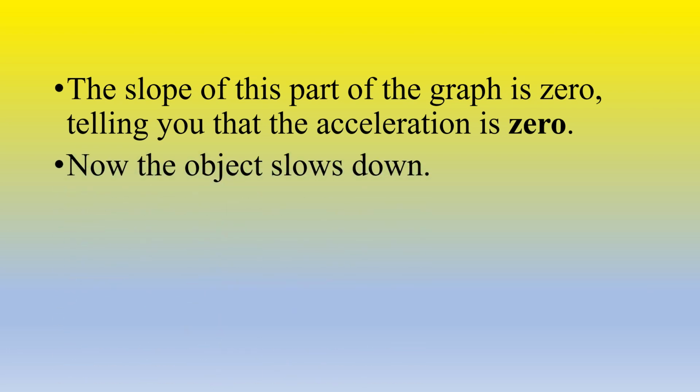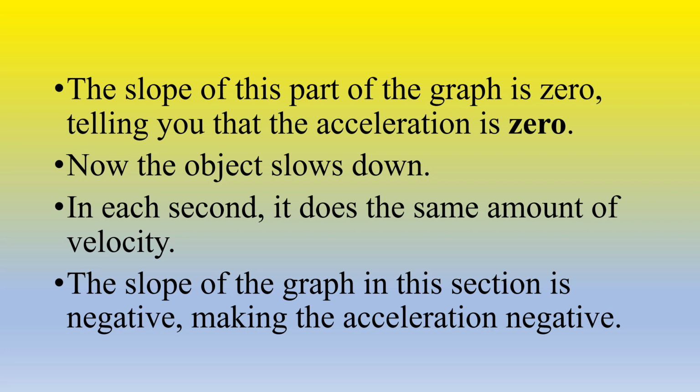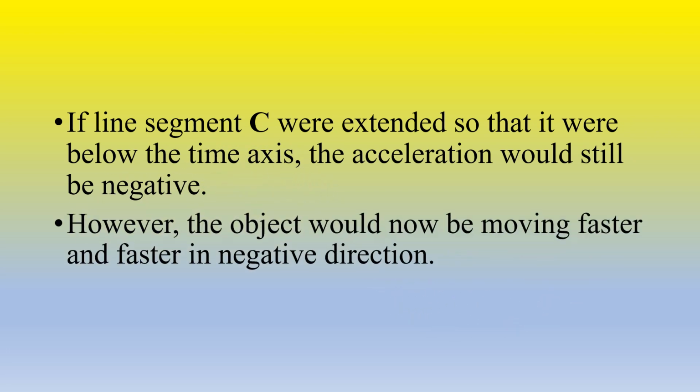Now the object slows down. In each second, it loses the same amount of velocity. The slope of the graph in this section is negative, making the acceleration negative. If line segment C were extended so that it were below the time axis, the acceleration would still be negative. However, the object would now be moving faster and faster in the negative direction.